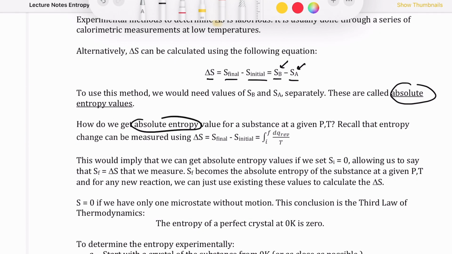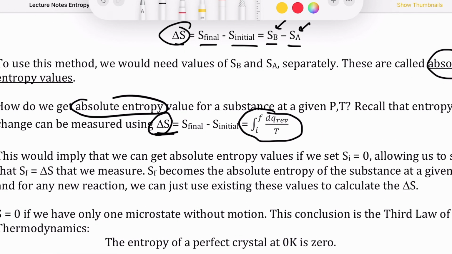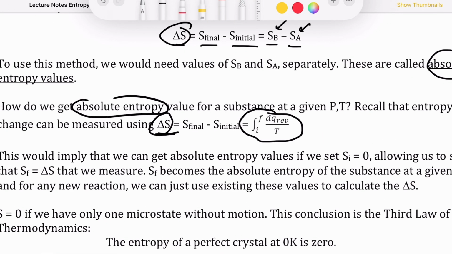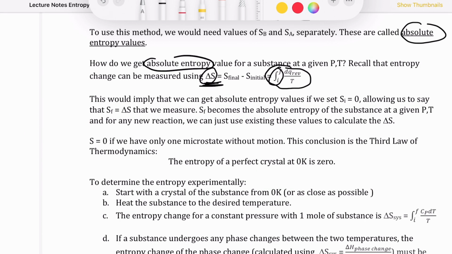How do we get these absolute entropies? Well, we know that we can calculate the change in entropy, or delta S. The question is, how do we use that method to calculate absolute entropy? Delta S in itself could always be calculated using this expression. And again, this is something I brought up before. It's the integral of the heat that's delivered reversibly in a process divided by the temperature. Okay, how do we use this expression for delta S to help us get the actual S itself?